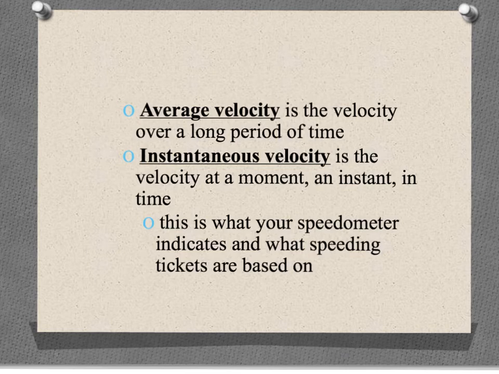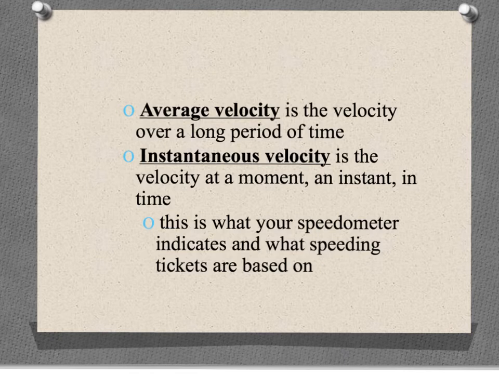We can have two types of velocity. The first is the average velocity, and that's velocity over a long period of time. So let's go back to our analogy of going to Midland again. Say we're going to go to Midland, and we know it's about 20 miles, but it takes us 30 minutes to get there. Over the course of the whole trip, we would be doing approximately 50 miles an hour.